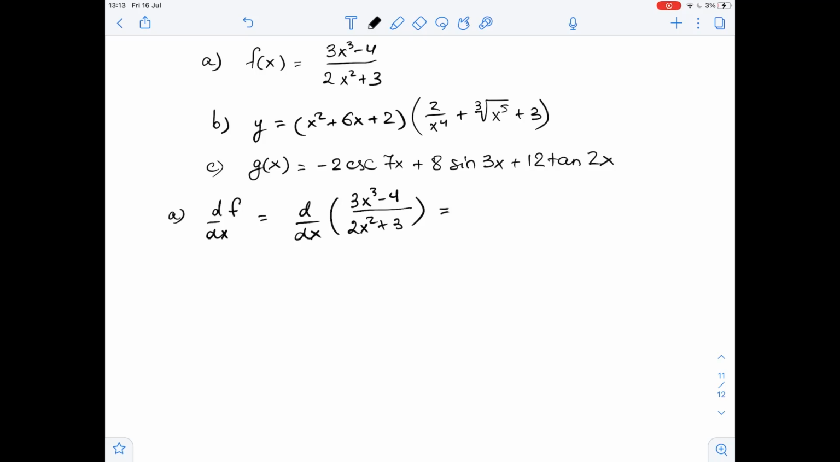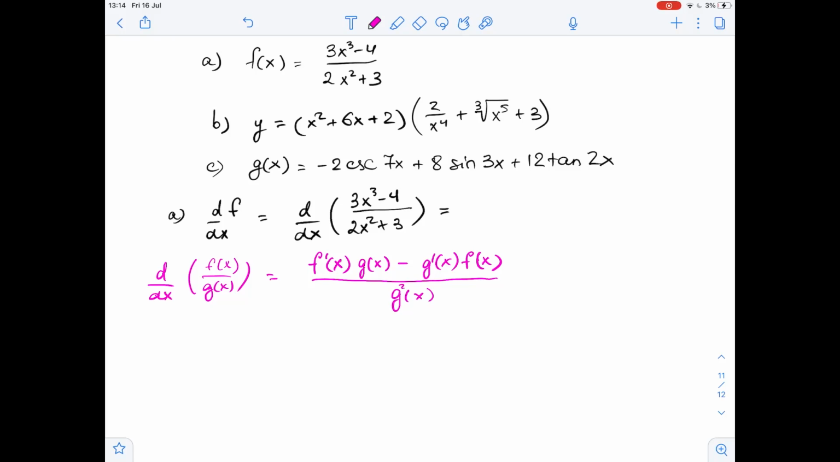Let's review the quotient rule. So the quotient rule states that the derivative of f of x over g of x with respect to x equals the derivative of f of x times g of x minus the derivative of g of x times f of x, over g of x squared. So let's use this rule here. I'll write it, quotient rule.